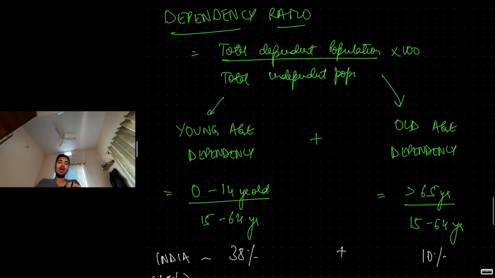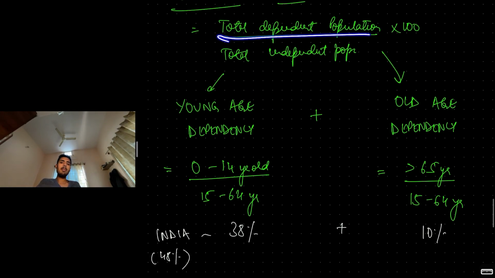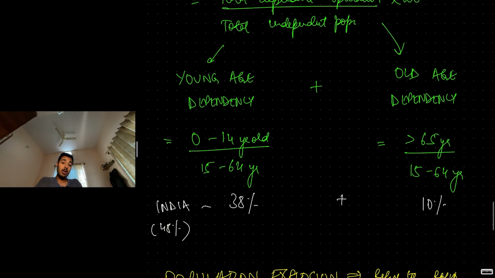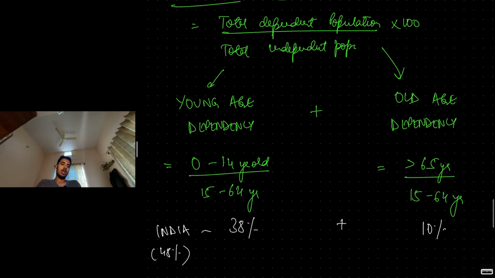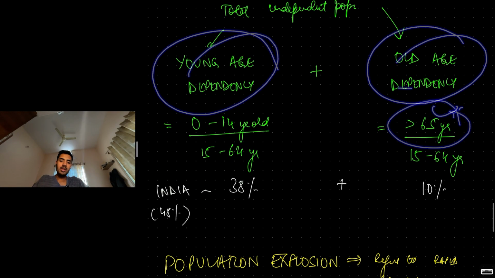So why do we need this economically productive population? It is because of something known as dependency ratio. Dependency ratio is the total dependent population divided by the total independent population, into 100. The independent population are those that are economically productive, between 15 to 64-year-olds. Young age dependents are between 0 to 14-year-old kids. They're dependent on the independents. Old age, more than 65-year-olds, are also dependent. So young age dependency, old age dependency, you can split total dependency ratio into the two of them. Into 100 you'll get percentage.